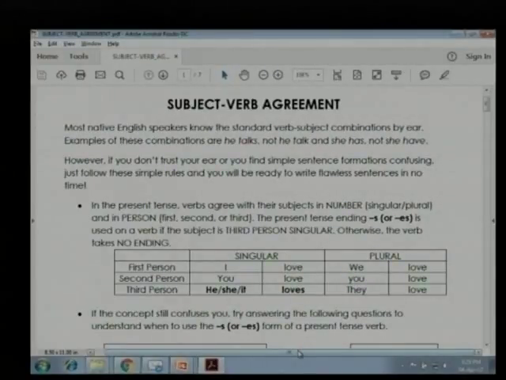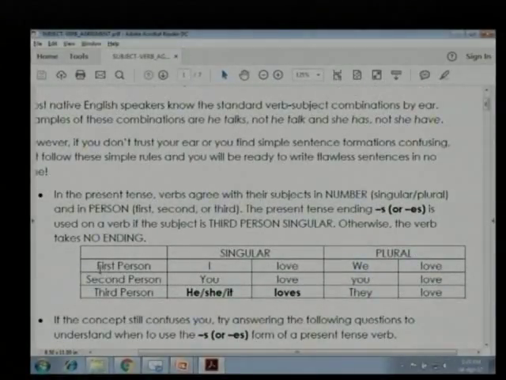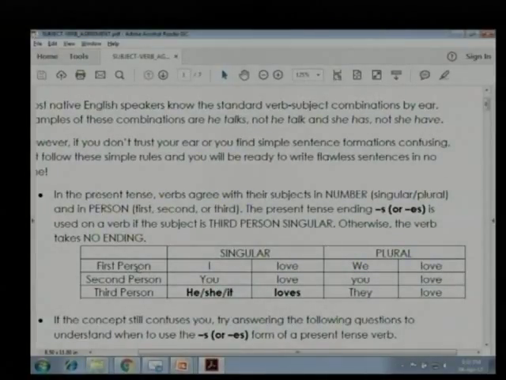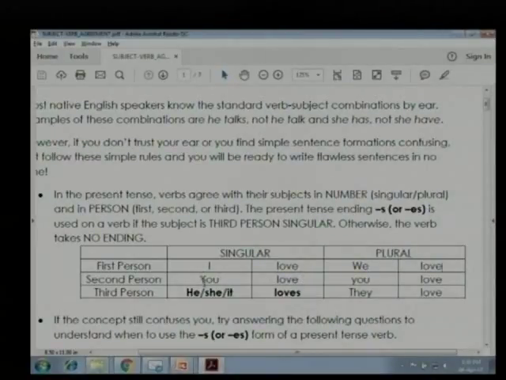Otherwise the verb takes no ending. So we have a singular and plural form. For example, if it's first person, I love. Plural form, we love. So I love chocolate. Plural form, we love chocolate. First person. Second person, singular: Do you love chocolate? I know you love chocolate. Plural, you all love chocolate.